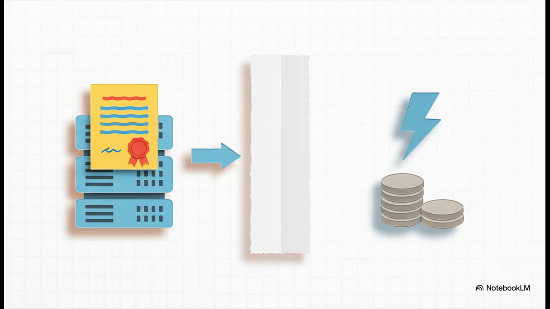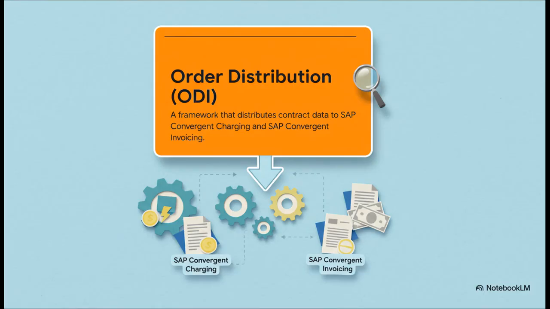Now, here's a really critical point. The contract has been created, sure, but it's not really alive yet. It's kind of in a digital waiting room. The systems that actually handle the billing and track usage have no idea it even exists. So how does everyone get the memo?